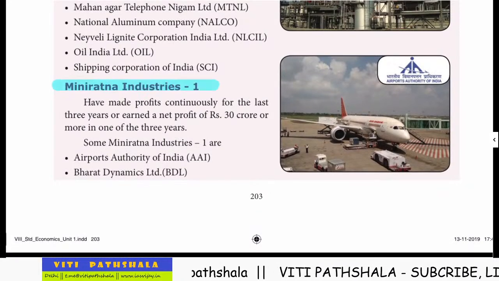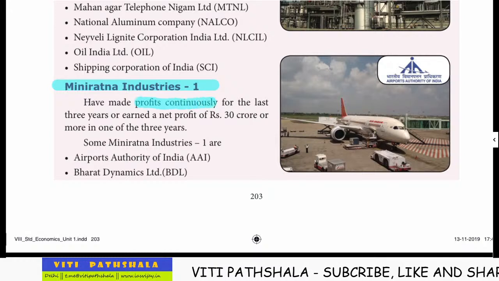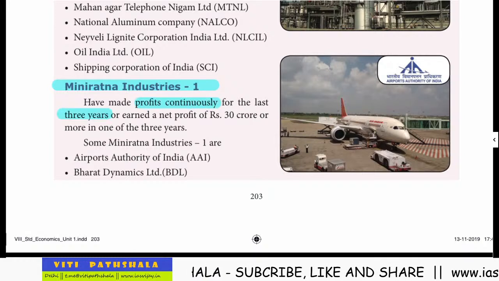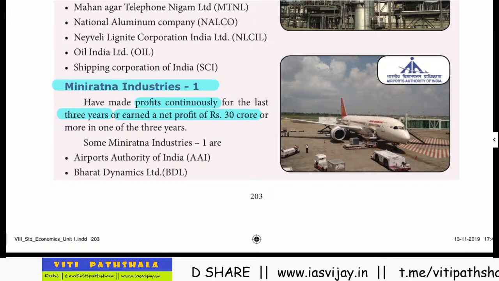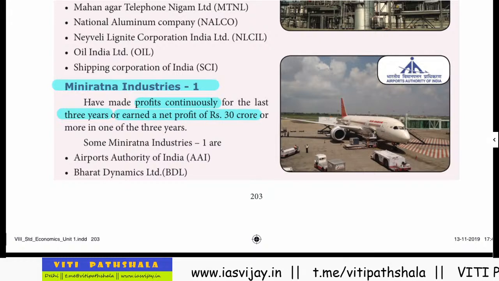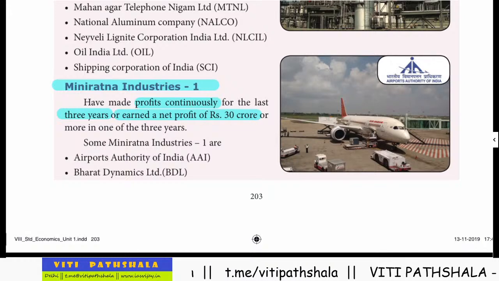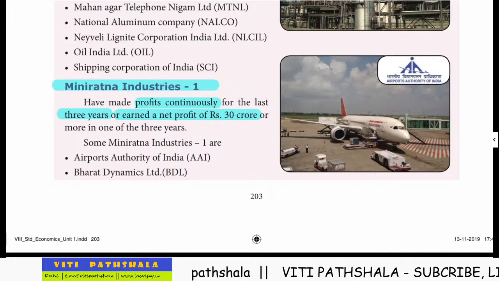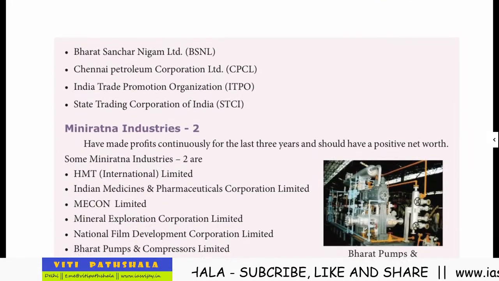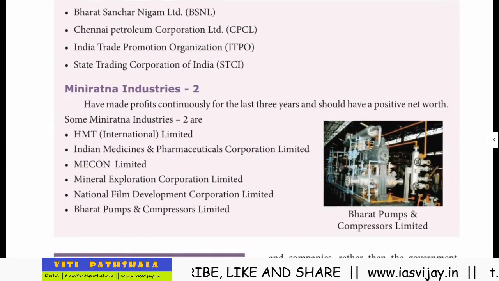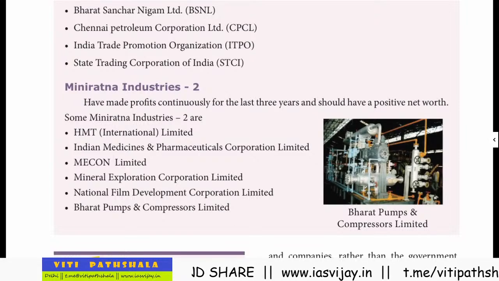Next comes the Mini Ratna industries. In the Mini Ratna industries, they have made a profit continuously for the last 3 years or earned a net profit of rupees 30 crore or more in one of the 3 years. Some of the Mini Ratna industries are the Airport Authority of India, Bharat Dynamics Limited, Bharat Sanchar Nigam Limited, BSNL, CPCL, ITPO, STCI.